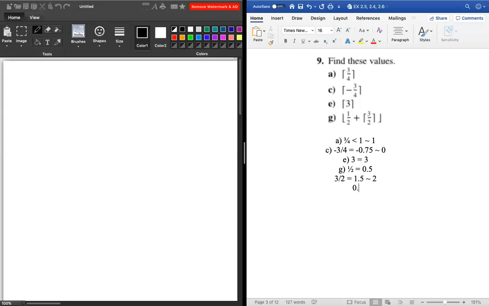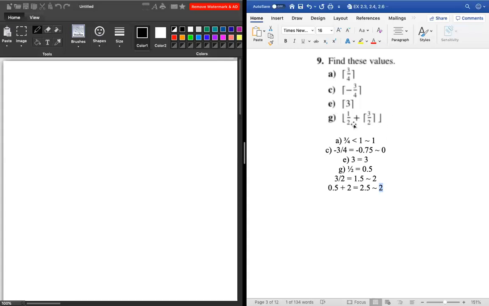So we take 0.5 plus 2, which is 2.5, and then we take the floor of this. So therefore, this becomes 2. We take the floor after the 2.5 to get 2.